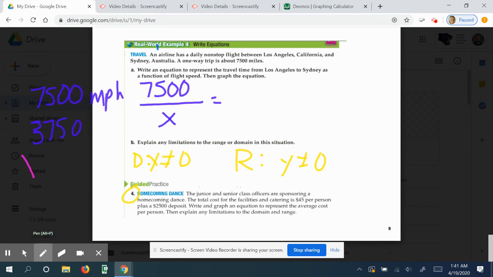Okay? All right, I'd like you to try number 4. It says the junior and senior class officers are sponsoring a homecoming dance. The total cost of the facilities and catering is $45 per person plus a $2,500 deposit. Write and graph an equation to represent the average cost per person. Then explain any limitations on the domain and range. I want you to try this one now.